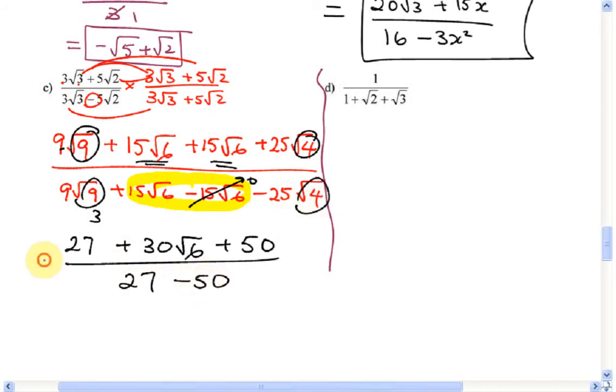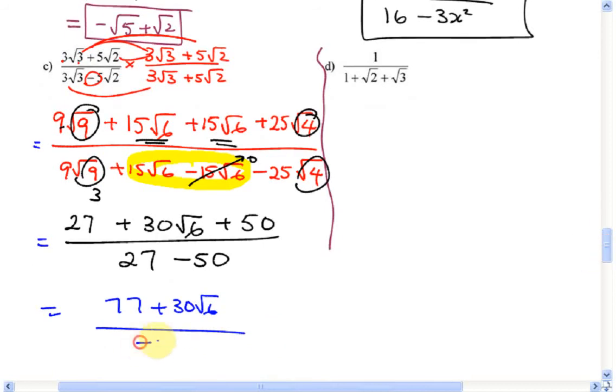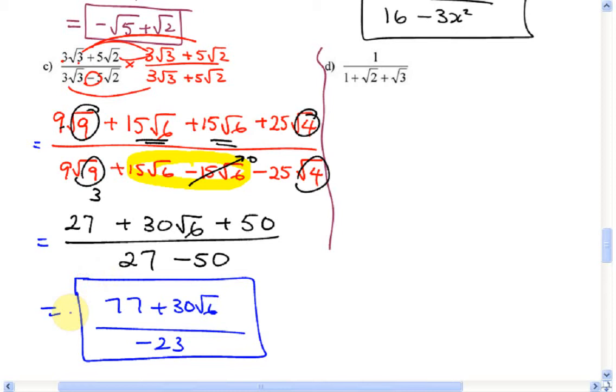So if we simplify this just a little bit more, how about 77 plus 30 root 6? And what's 27 minus 50? Negative 23. Got that? Give yourself a pat on the back.